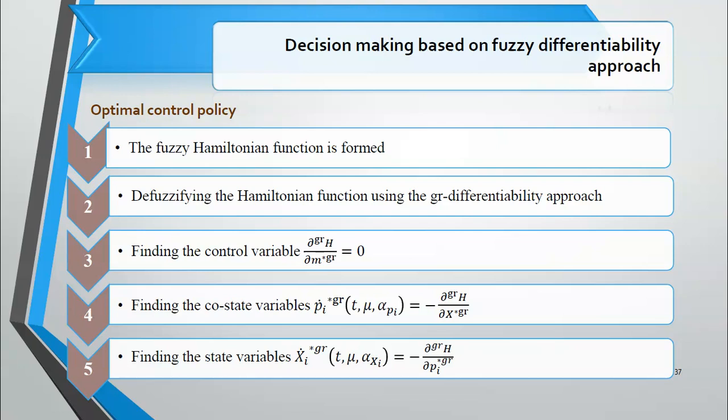Now, here are the steps to obtain the optimal policy. First of all, the fuzzy Hamiltonian function is formed. Next, we defuzzify the Hamiltonian function using the granular differentiability approach. And next, we find the control variable. After that, we find the co-state variable, and lastly, we can calculate the state variables using this formula.